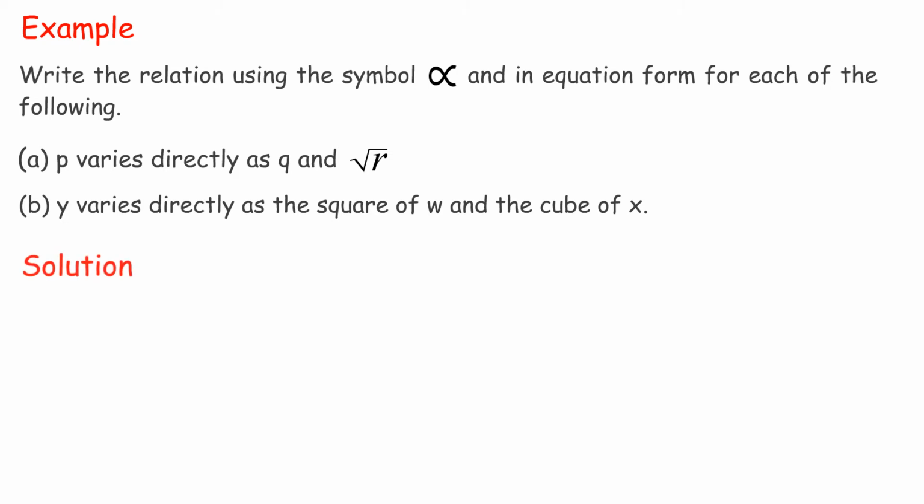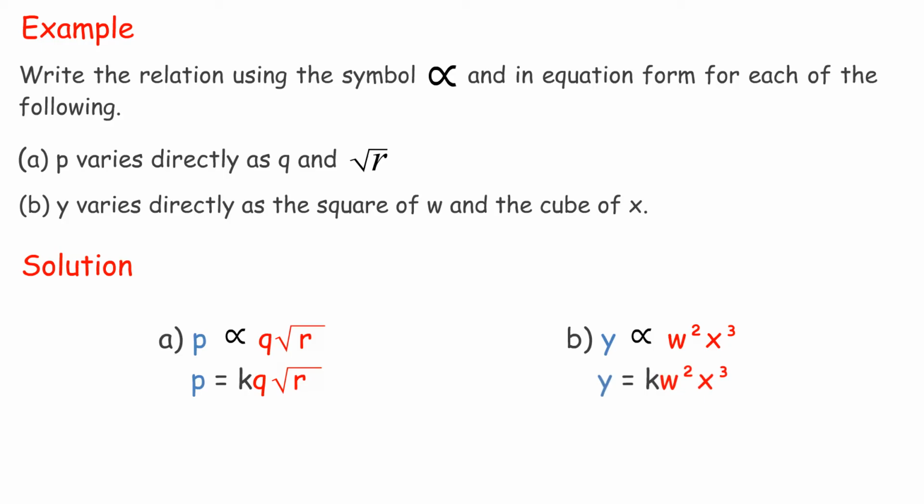Solution: A. P varies directly as q and surd r. In equation form, P equals k times q surd r. B. Y varies directly as the square of w and the cube of x. In equation form, y equals k times w squared and x cubed.